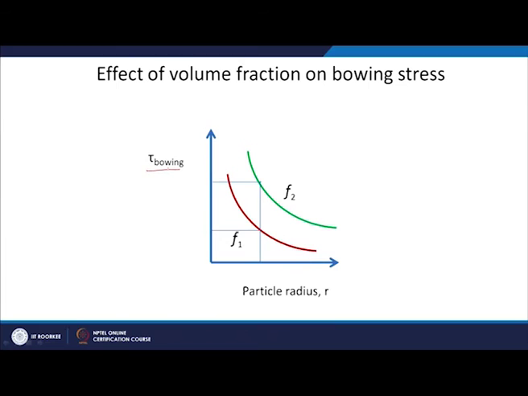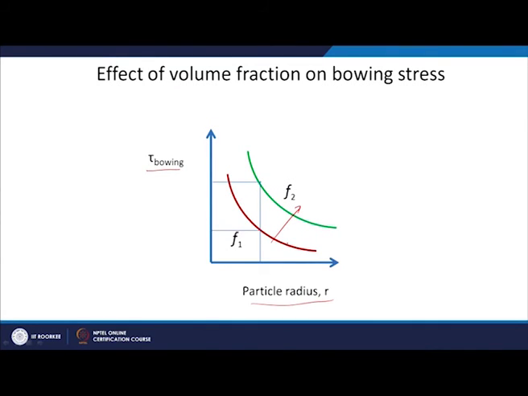Now, what is the effect of volume fraction on bowing stress? So, these are the two curves. This is my stress required for bowing, and this is my particle radius r. There are two different volume fractions of precipitates. How can I change the volume fraction? By taking an alloy of higher solute content. If I want more volume fraction, I will increase the solute content in my alloy. So, for example, just for argument's sake, this is for 2% copper, and this should be for aluminum 4% copper. So, I have more copper, so more precipitates will form, and I will increase the fraction of the precipitate.